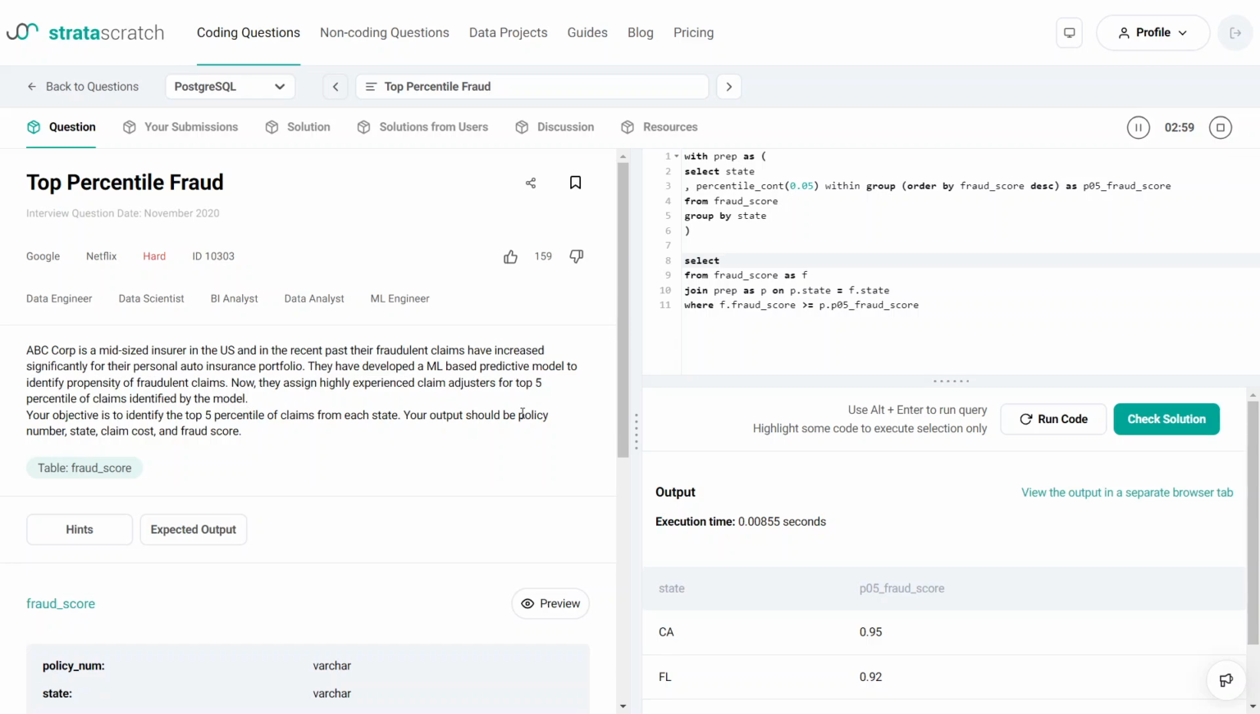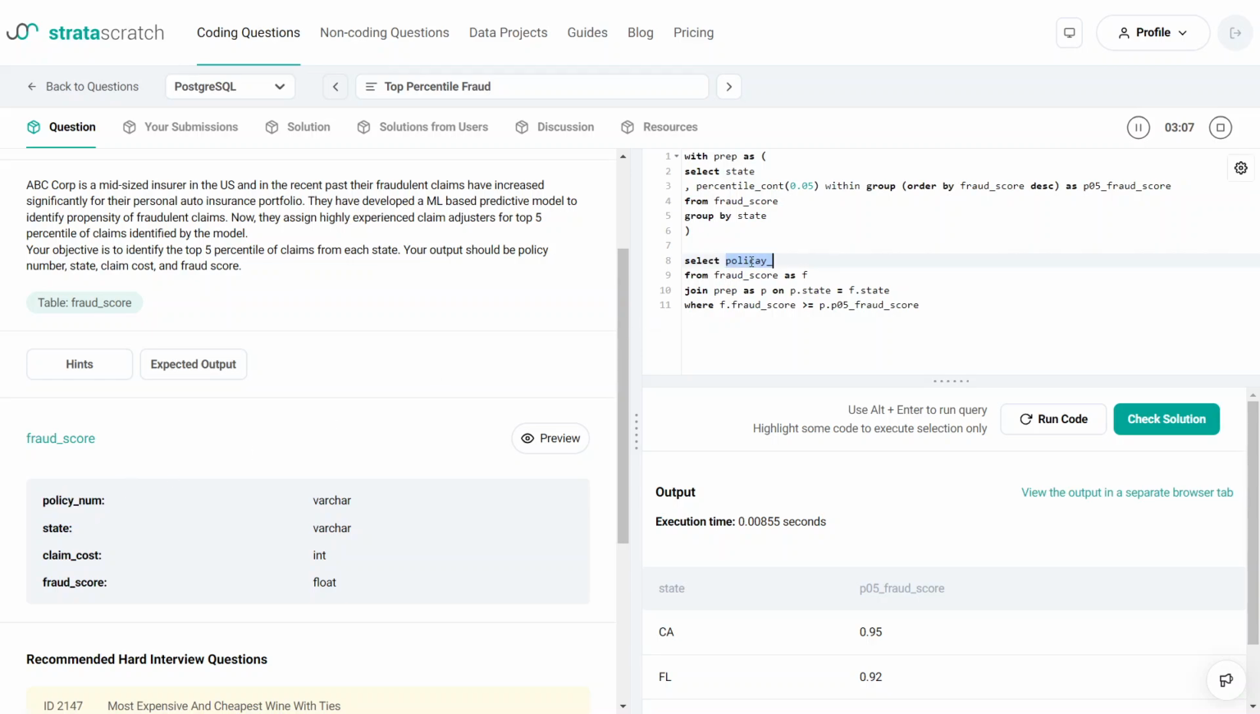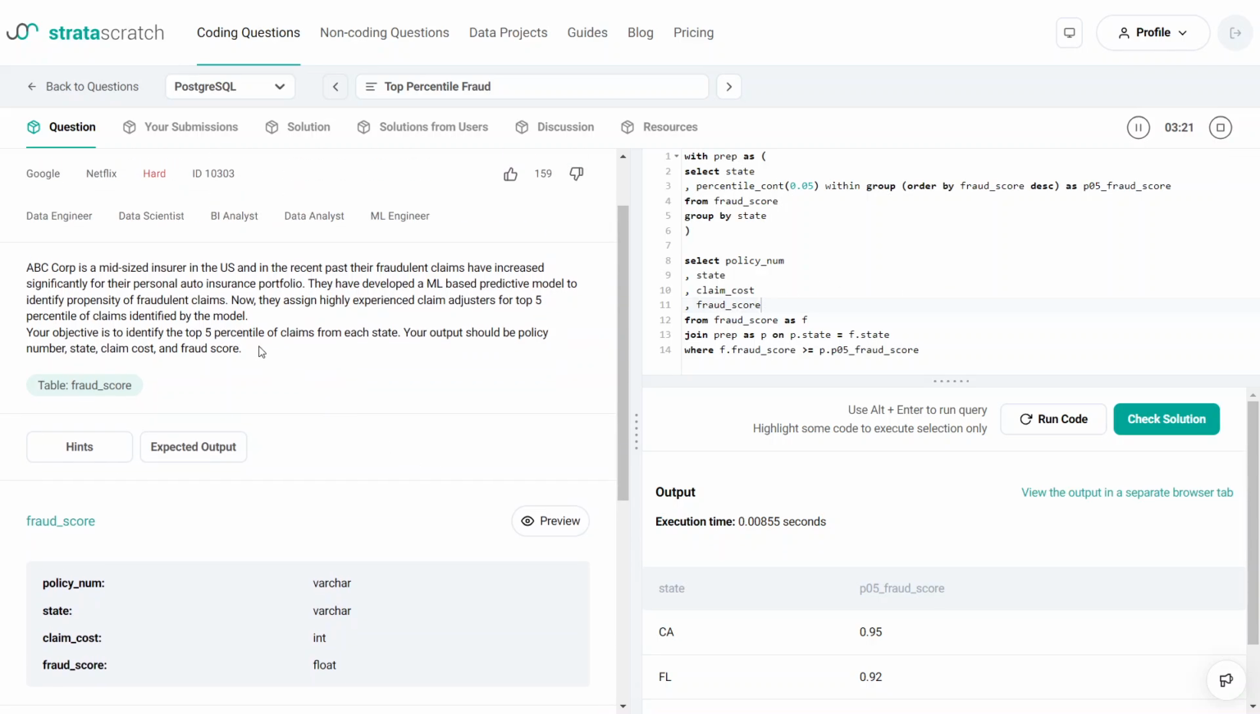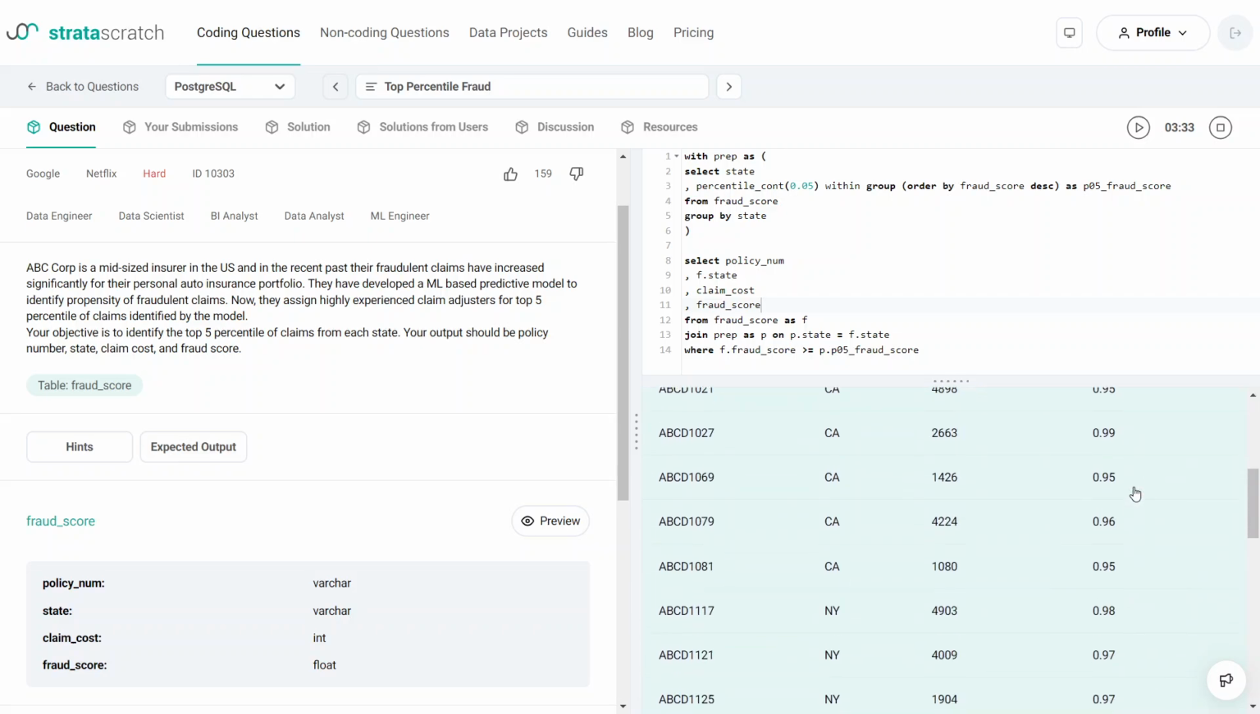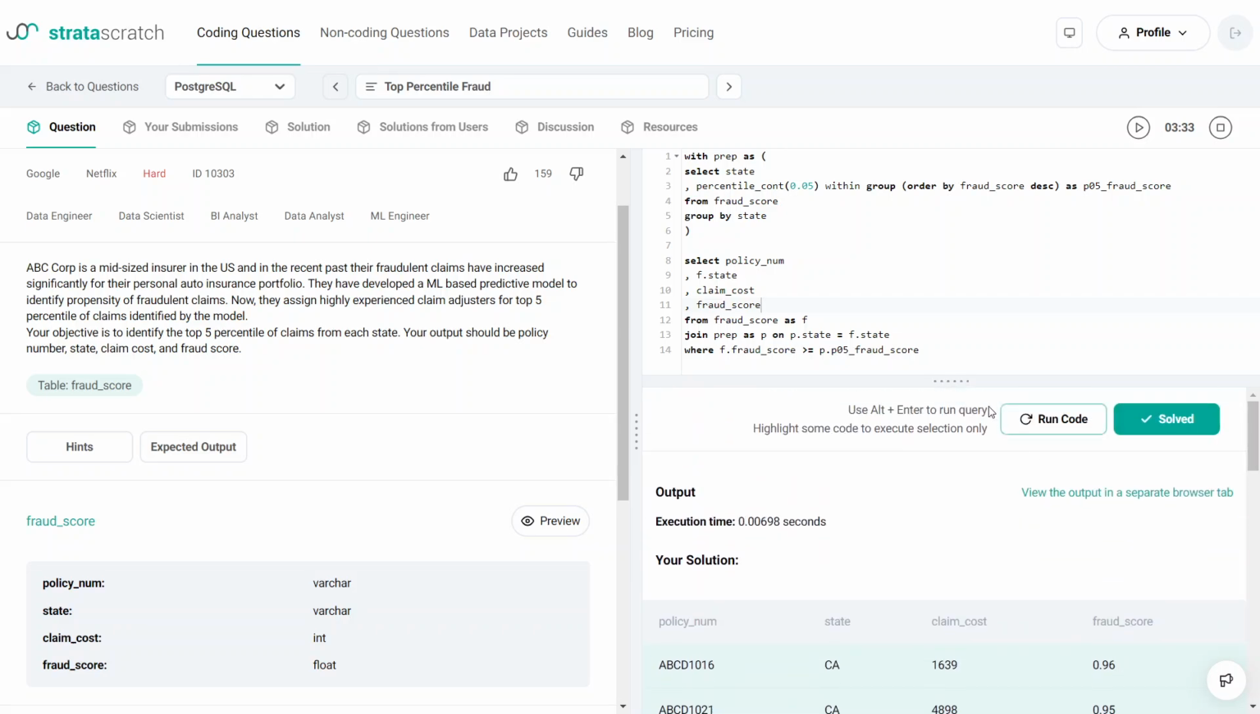And then we need some very specific columns. I'll just copy and paste so I don't have any typos. Policy num, state, claim cost, and fraud score. And do they want us to order it or anything? Okay. Let's see if this works. Oh, I need to alias this state. Okay. All right. So looks like we got it right.